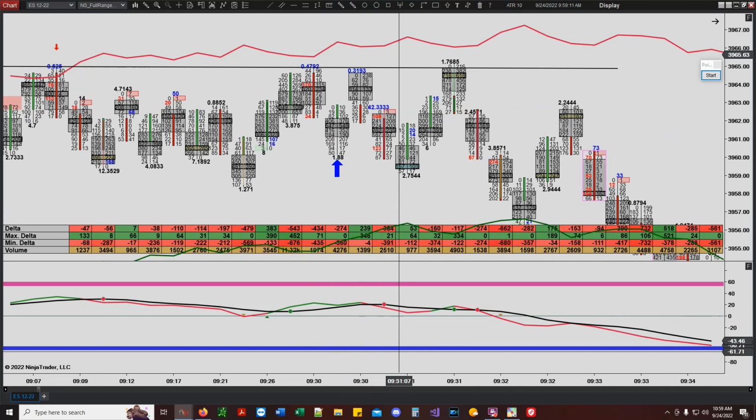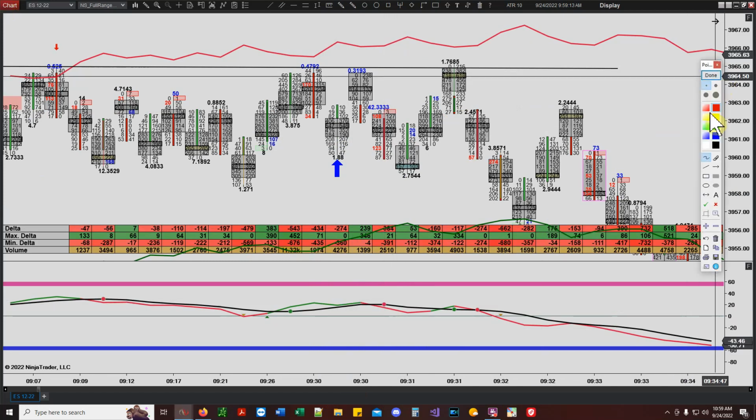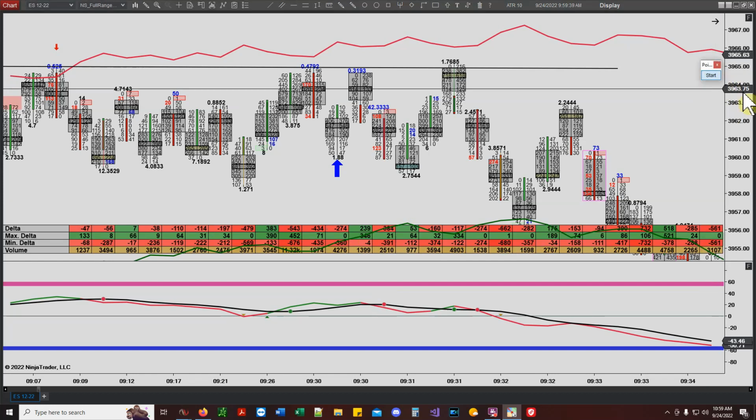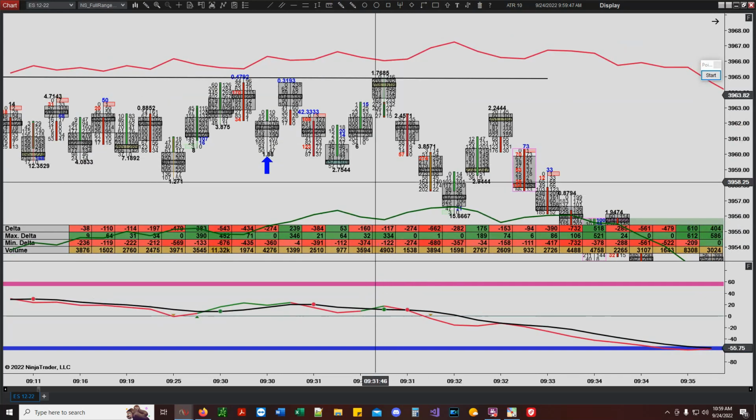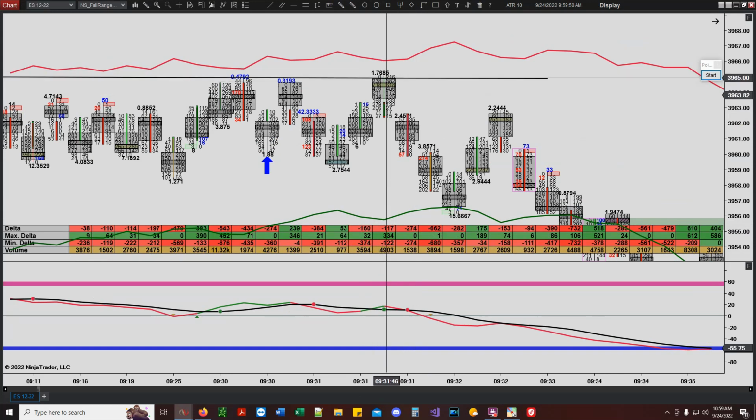Okay. Now you get a crossover. There's a crossover right here. It's topping here, but look at your delta. Minus 543, minus 434, minus 274. Delta's easing up a little bit. Okay? Then you got plus 239, minus 3, minus 384. Okay, it's easing up. And then it really goes into a spiral. It hits this price again.